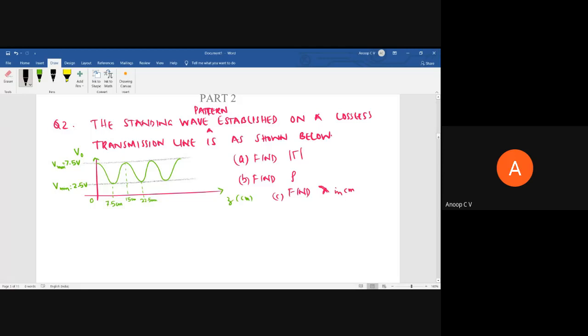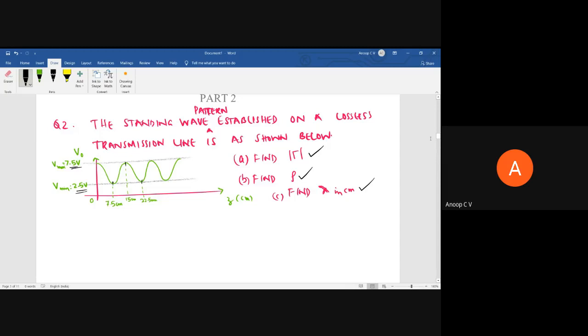Along the y-axis it is V0, right. So the maximum value is 7.5 volt and the minimum value is 2.5 volt, and also given the first minima occurs at 7.5 centimeter from origin, the first maxima occurs at 15 centimeter from origin, the second minima occurs at 22.5 centimeter, right. So you have to find the magnitude of gamma, you have to find rho, and also you have to find the wavelength in centimeter, right.